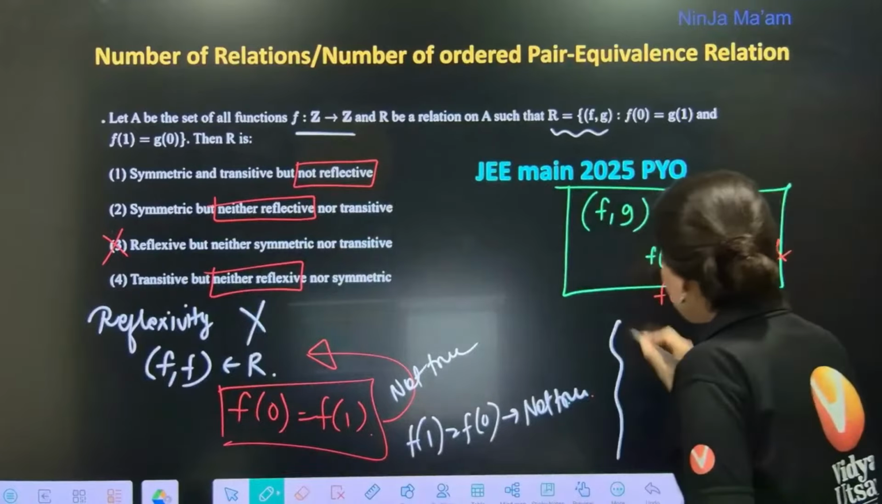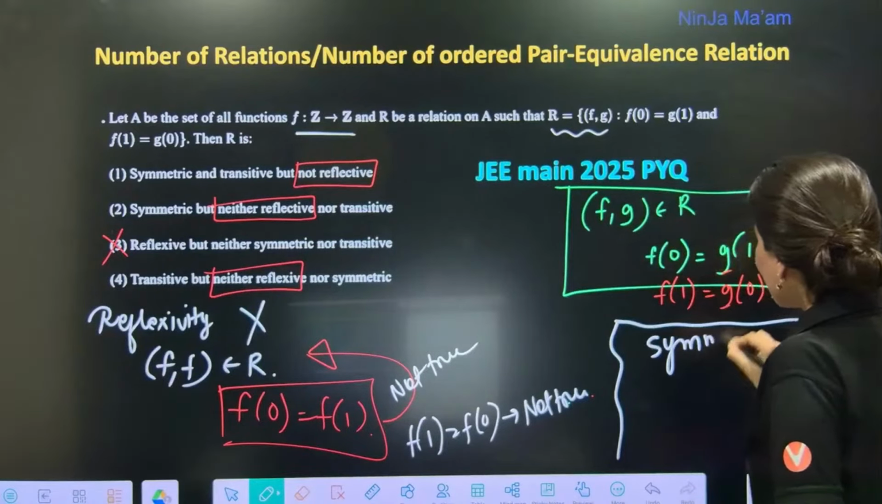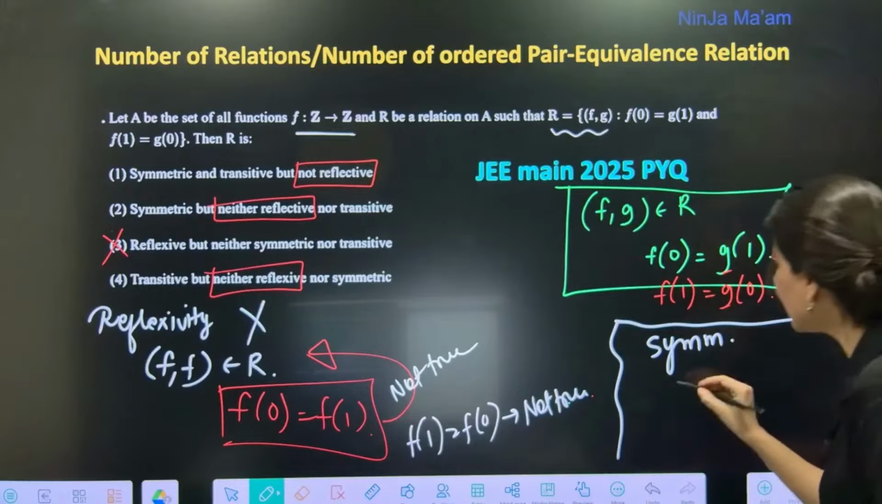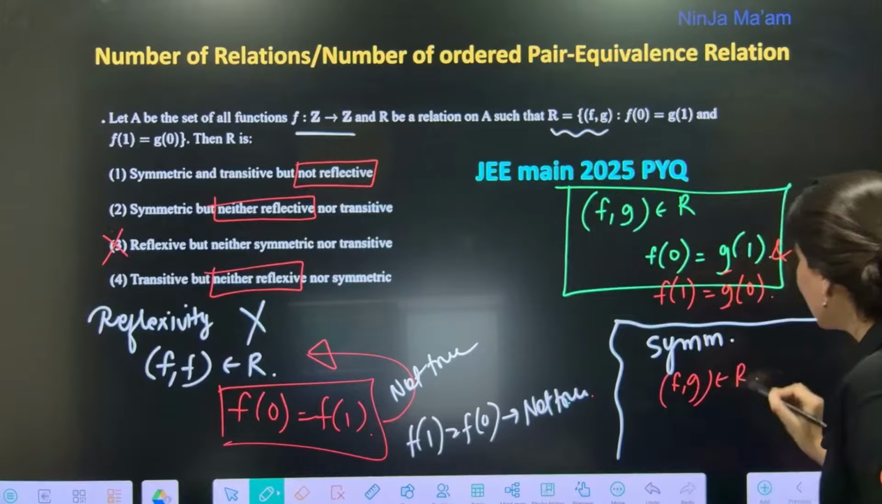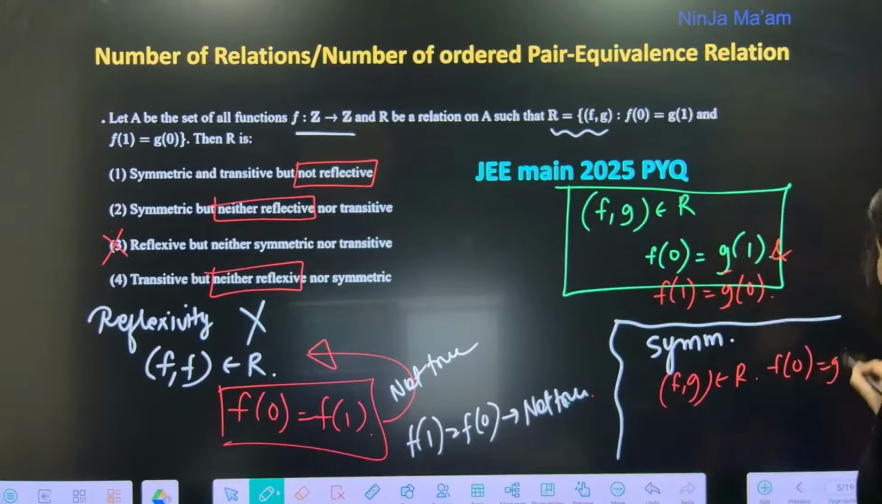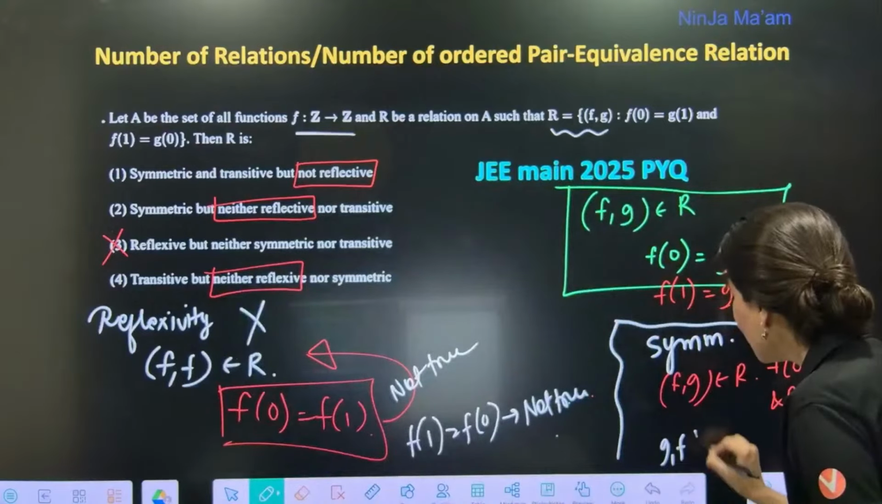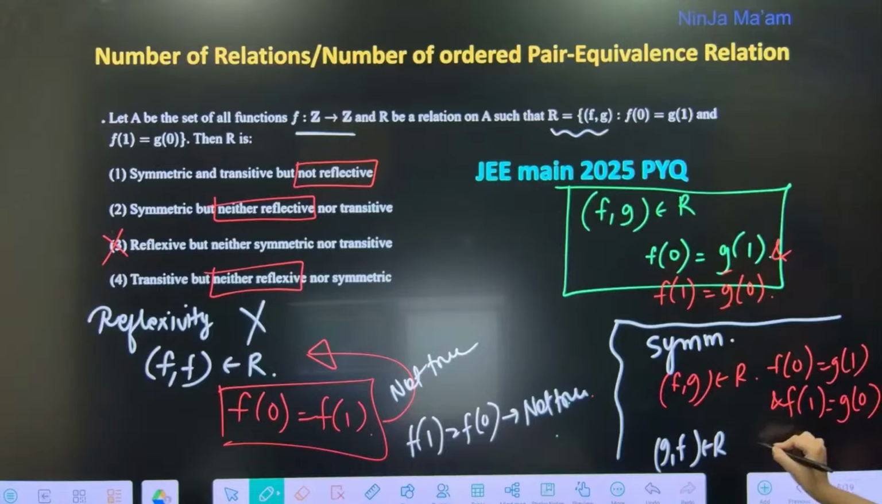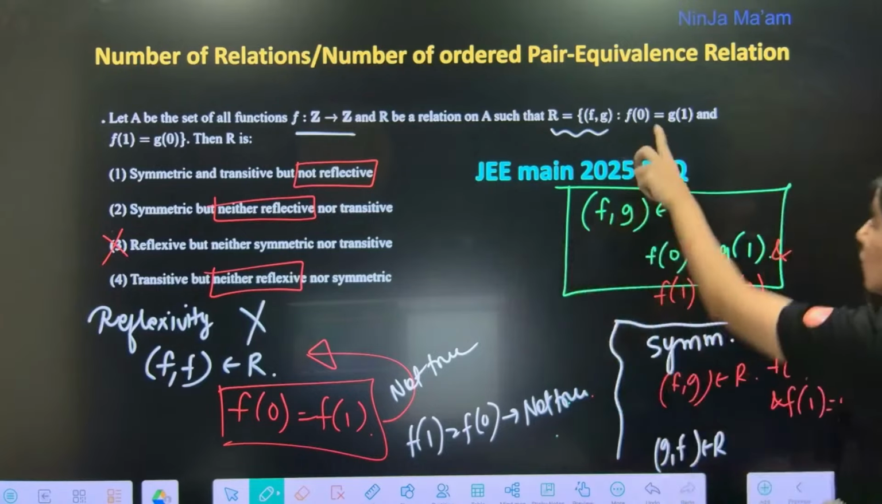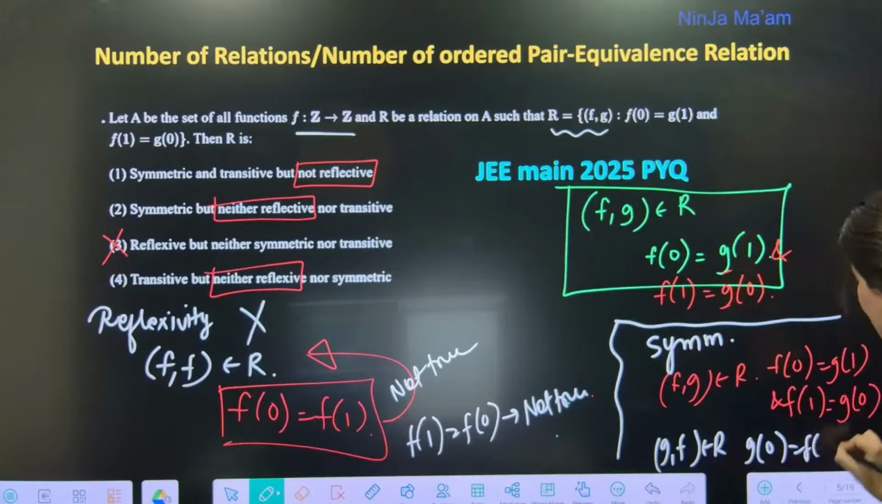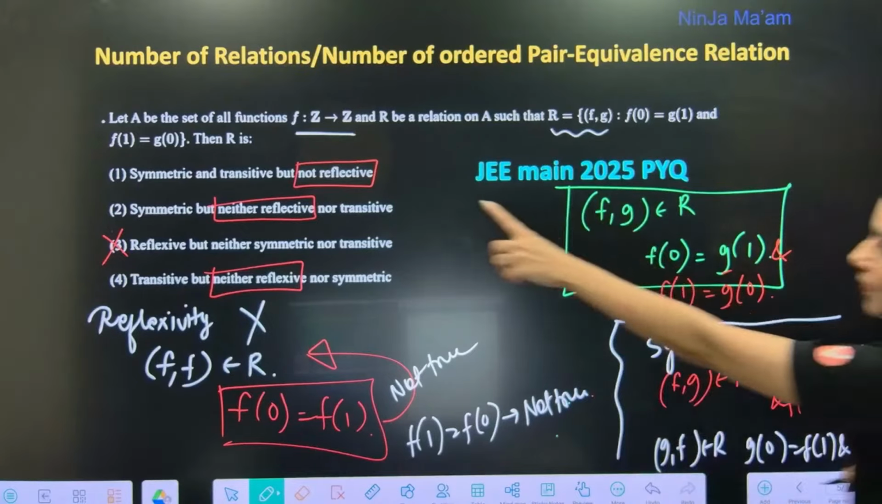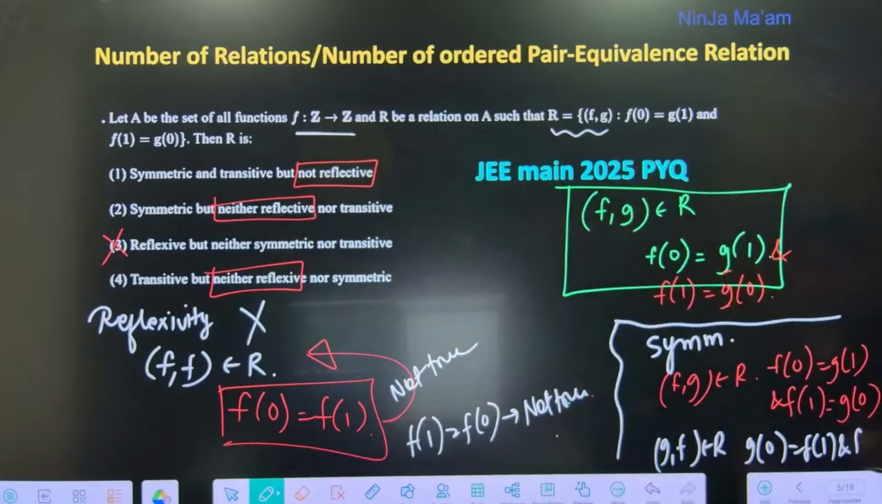Now let's check for symmetricity, everybody. If I check for symmetricity, what does that mean? That if f comma g belongs to R, that means f of 0 and g of 1 are equal, and f of 1 and g of 0 are equal. Then we need to check whether g comma f belongs to R or not. So f and g will get interchanged. So g of 0 and f of 1 should be equal, and here can you see g of 1 and f of 0 should be equal. Okay, so clearly this is true.